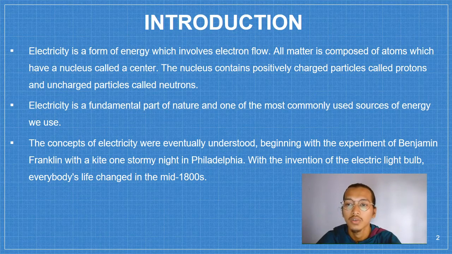So let's take a look at the introduction. Electricity is a form of energy which involves electron flow. All matter is composed of atoms which have a nucleus called a center. The nucleus contains positively charged particles called protons and uncharged particles called neutrons. Electricity is a fundamental part of nature and one of the most commonly used sources of energy we use.